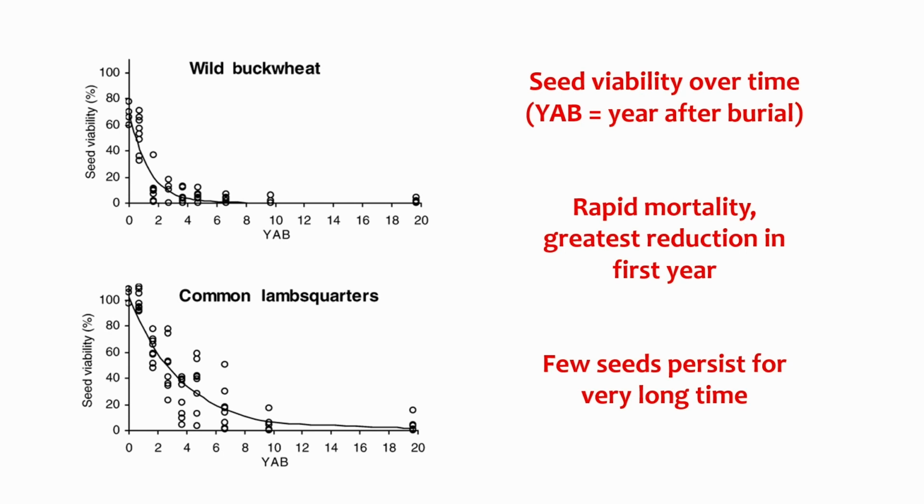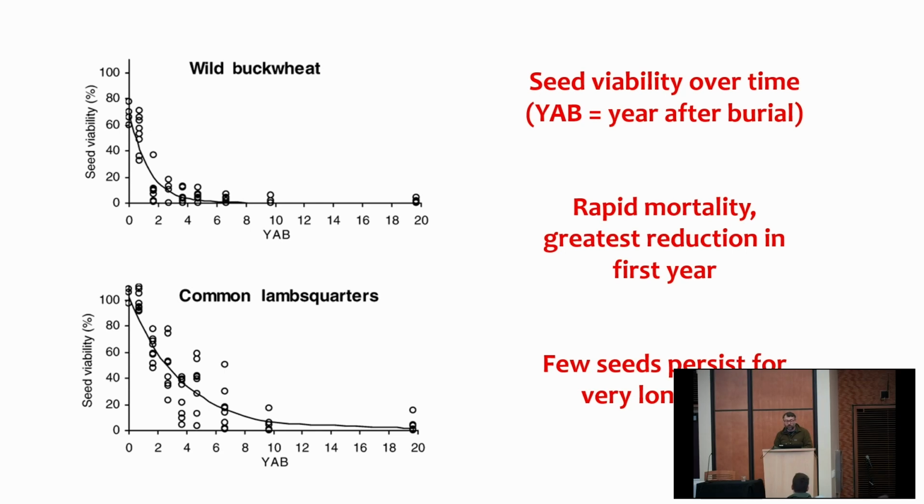If you can keep your fields clean and prevent weed seed additions for a whole year or multiple years, you can really drive down your soil weed seed bank. Okay, so there are a few, like lambsquarters is a species that tends to persist a bit longer than other species. And you can see there are a few seeds that will persist for a very long period of time. So 20 years after burial, you can still find some viable seeds. However, that's the exception, though.